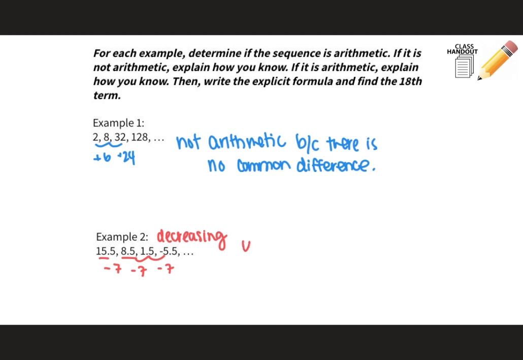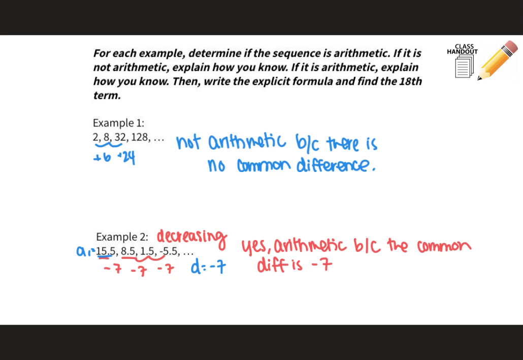So in this case, yes, it's arithmetic, because the common difference is negative 7. So now let's write the explicit formula. So we know that d equals negative 7, and we know that our first term is 15.5. So my explicit formula is going to be 15.5. My common difference is negative 7, so I'm going to write minus 7 times n minus 1. So there's my explicit formula.